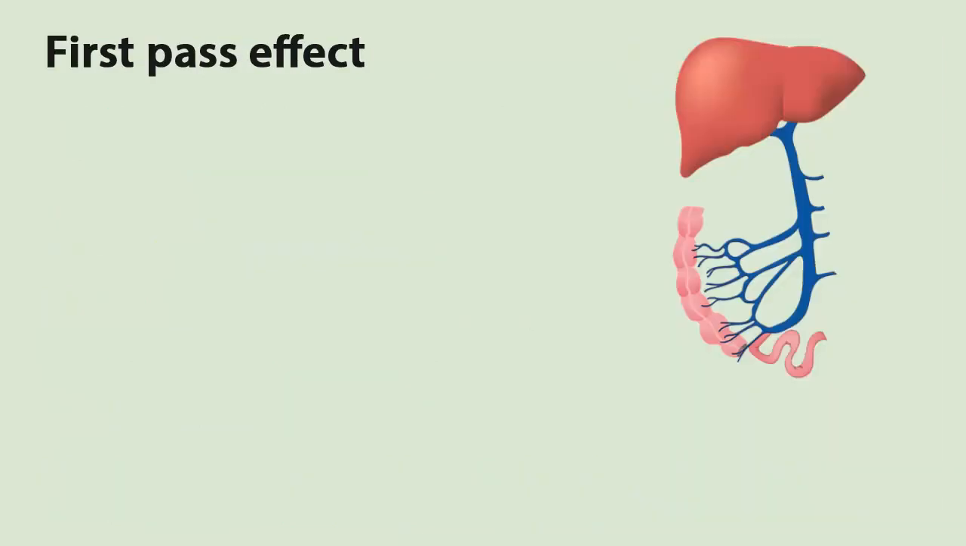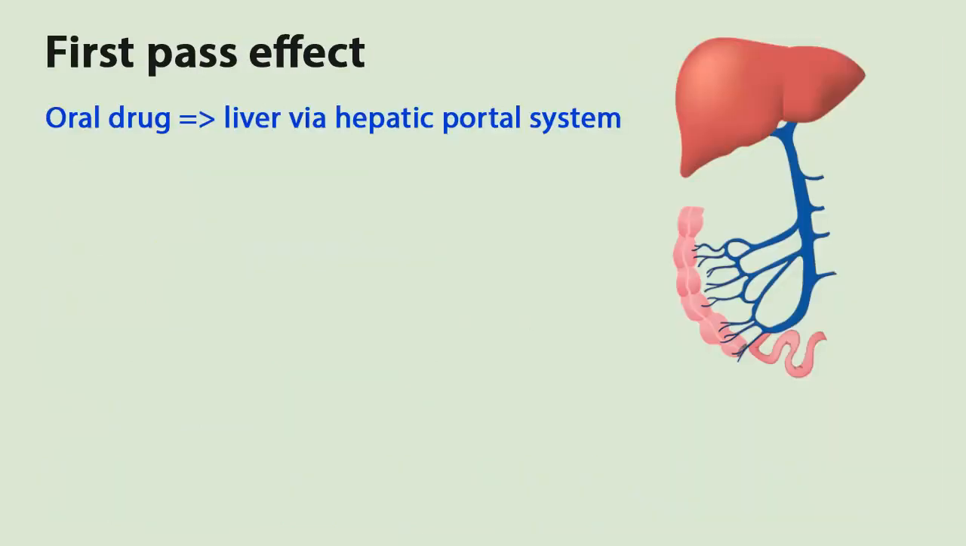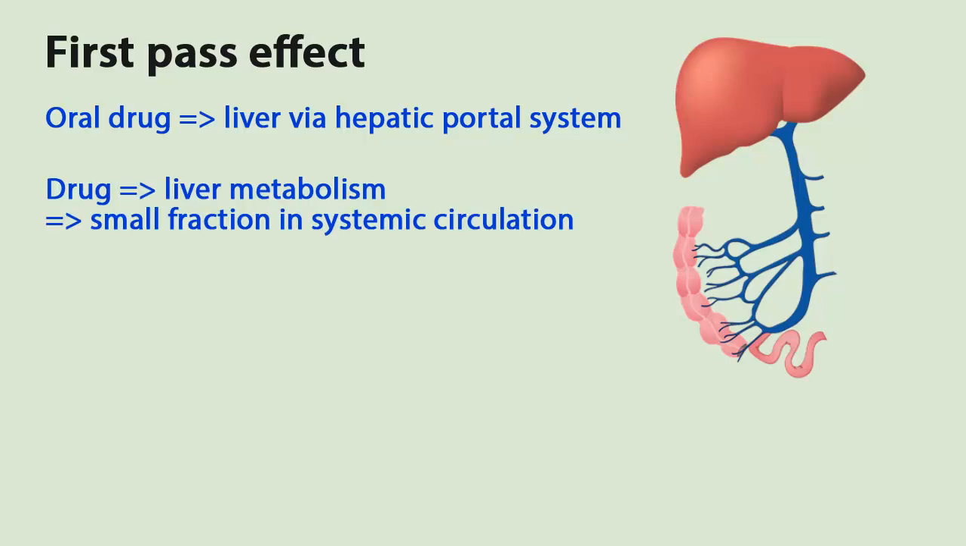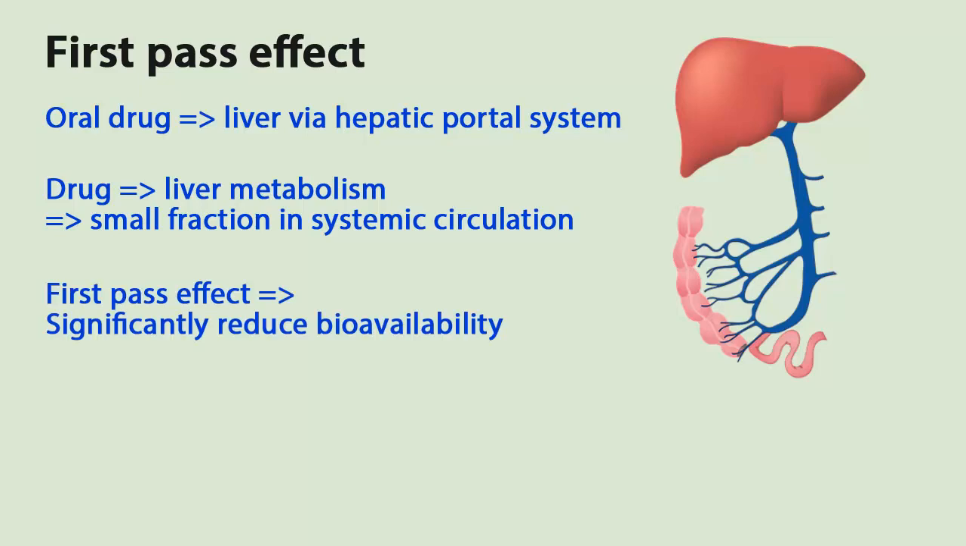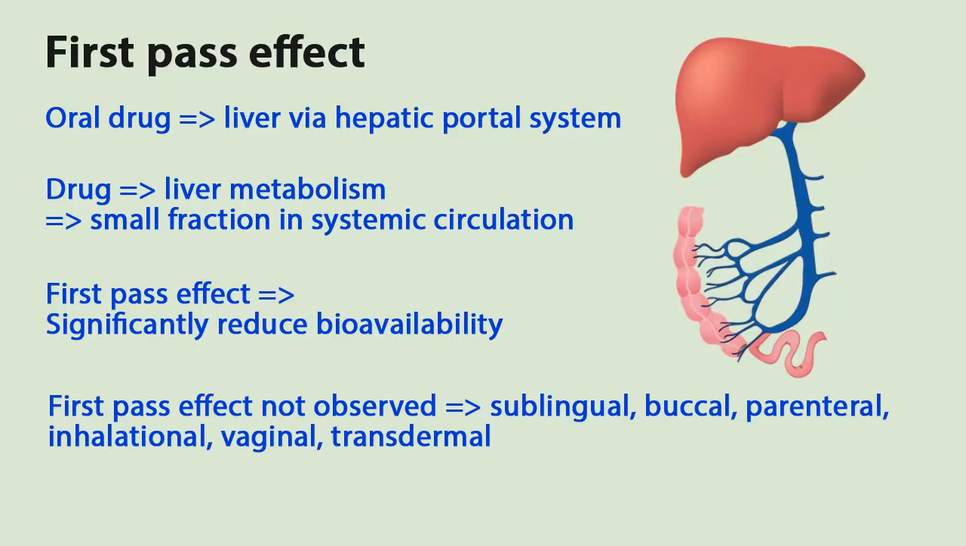First pass effect. Orally administered drugs are first presented to the liver via the hepatic portal system. If the drug is rapidly metabolized in the liver, only a small fraction will reach the systemic circulation. This phenomenon is called as first-pass effect and may significantly reduce bioavailability. First-pass effect is not observed for sublingual, buccal, parenteral, inhalational aerosol, vaginal and transdermal routes.